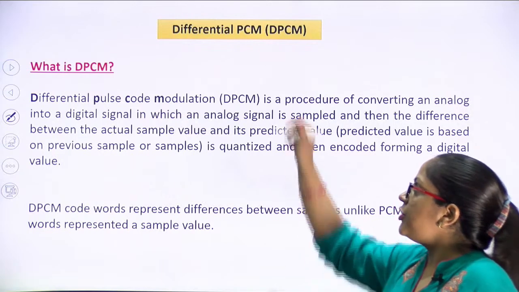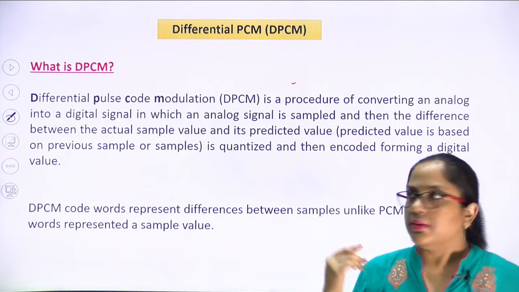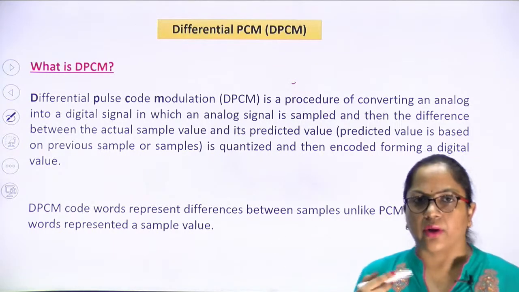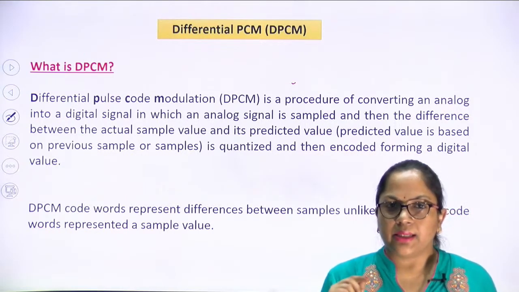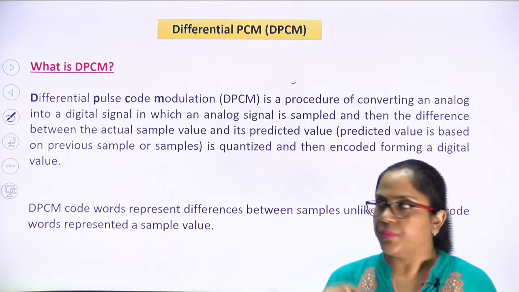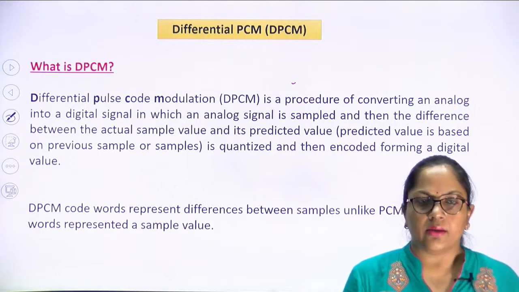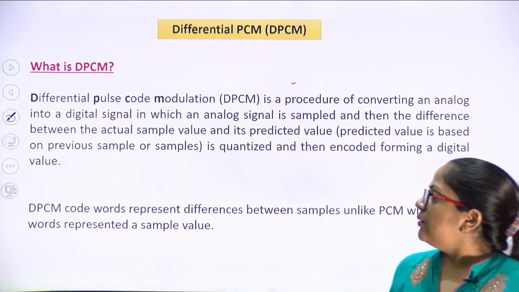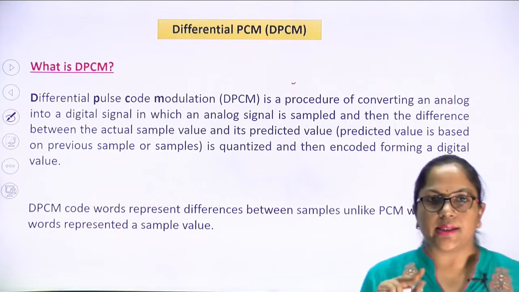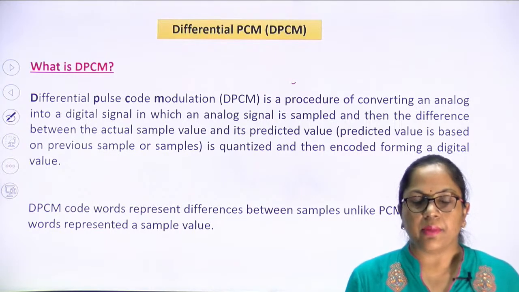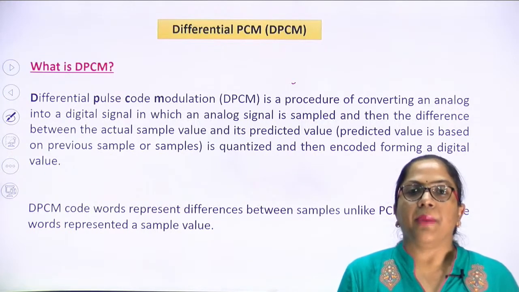So what is differential pulse code modulation? We know that in case of a voice signal or speech signal, the correlation between two samples is quite high. Correlation means similarity. If the similarity between two samples is high, then it is not required to repeat the transmission of each sample. What we can do is take the difference of two adjacent samples, quantize them, encode them, and then transmit. It will help us to reduce the bandwidth requirement.